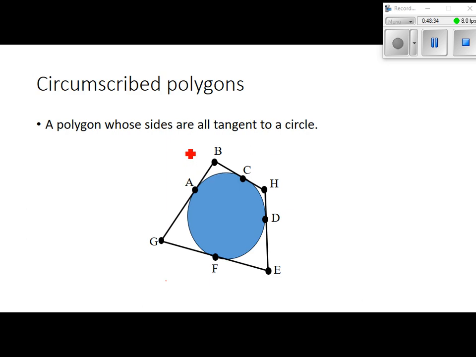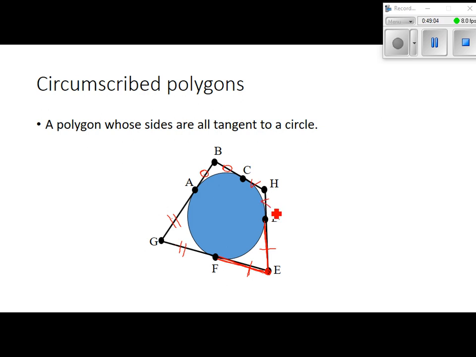Circumscribed polygons. Polygons whose sides are tangents to the circles, that's what this looks like. The theorem that goes along with this, since this is a tangent and this is a tangent, and they come from the same point, we know that those two segments have to be the same length. Same thing over here. These two segments have to be the same length. Same thing up here. Same thing over here.